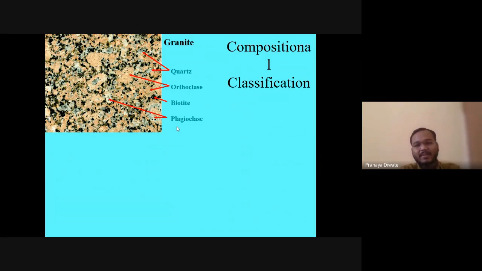Now this rock is a granite. What type of mineral is dominant in granite? You can see orthoclase, quartz, biotite, and plagioclase. The quartz is somewhat white, orthoclase is a flesh red color, plagioclase has a lath-like structure, and the black material is biotite. So this is how you can classify all the rocks.